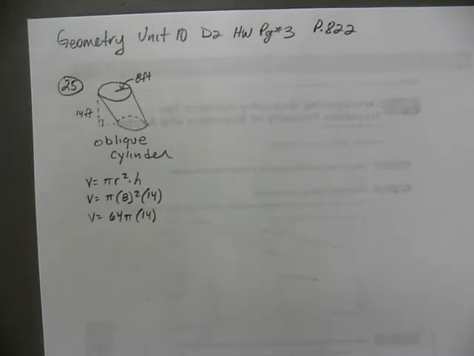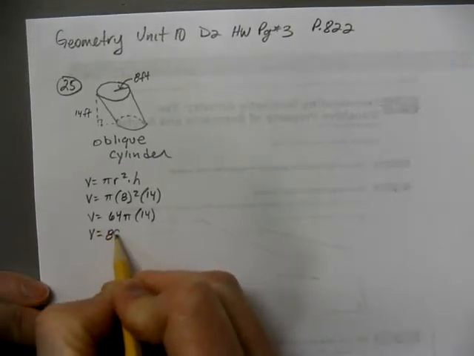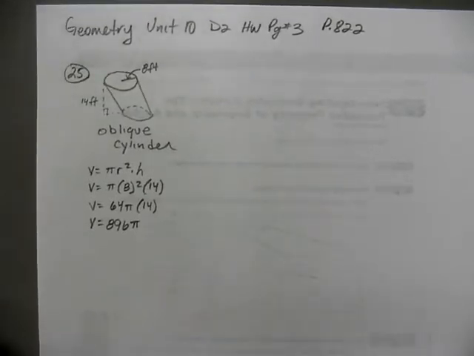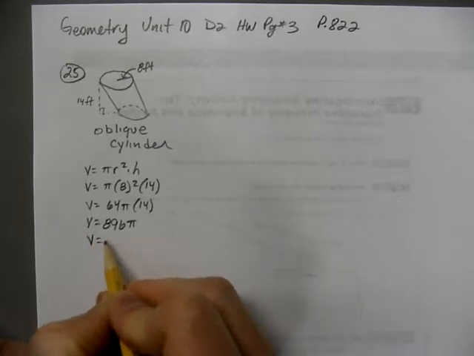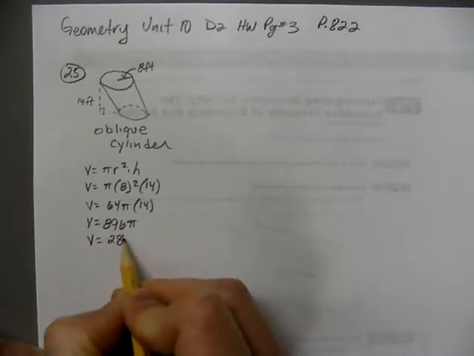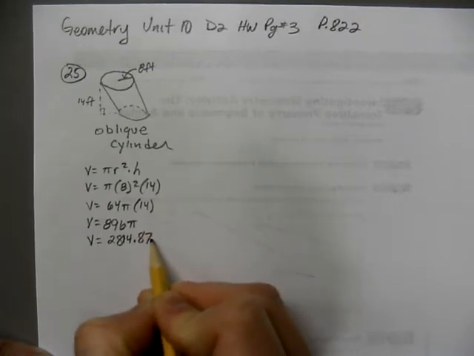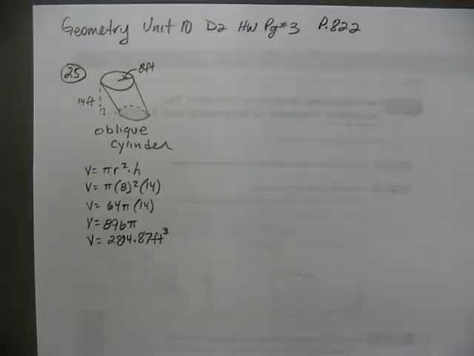So 14 times 64 is 896 pi. That would be our exact answer. But if we're supposed to round this to the nearest 2 decimal spots, nearest hundredth, the volume is 2,814.87. These are feet. Volume is cubed.